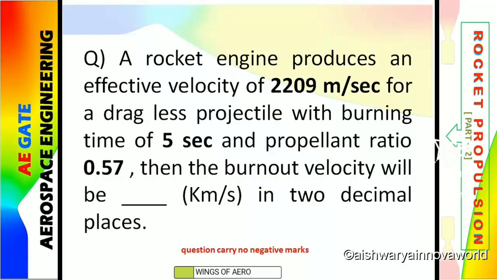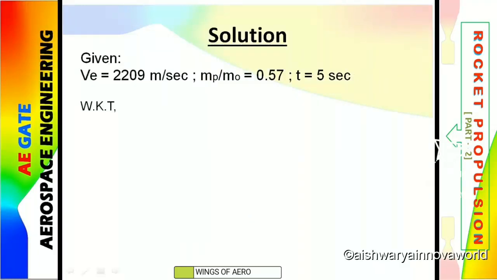See here, what they have asked about is a projectile. Underline these terms, and they have also given a burnout time. This is the given data. So in this case you have to use this formula. Why? Because they have used the word projectile. When you see the word projectile in a question, you have to use this formula, the vertical flight formula. It's nothing much.